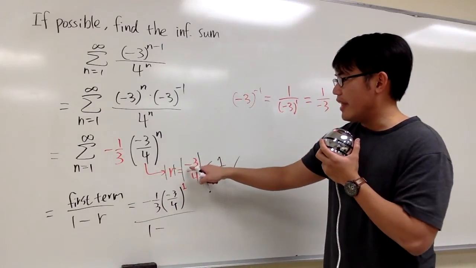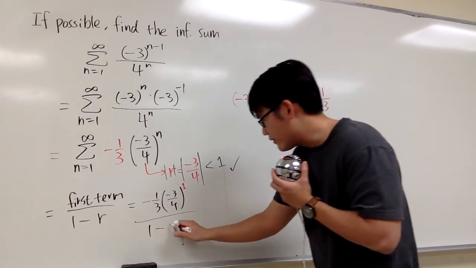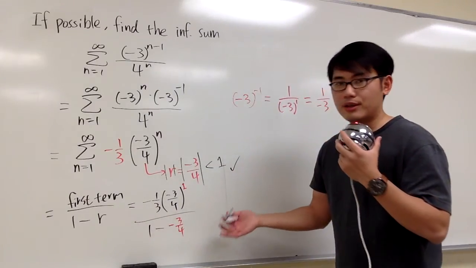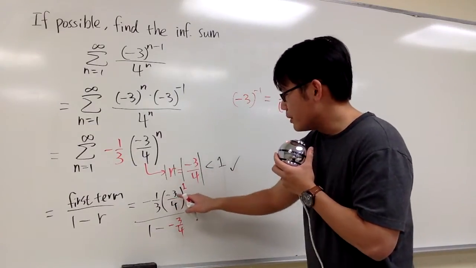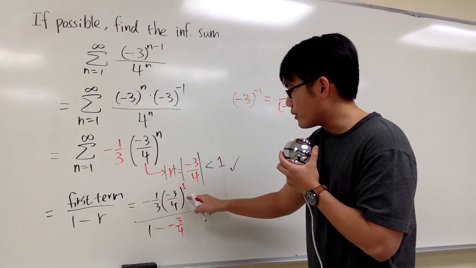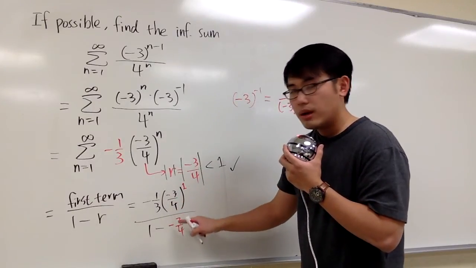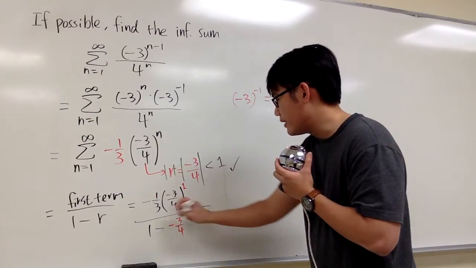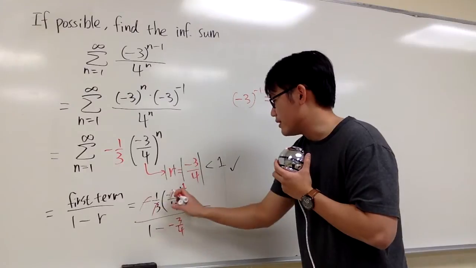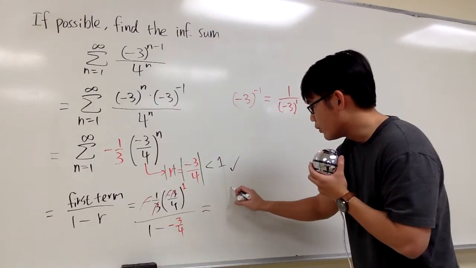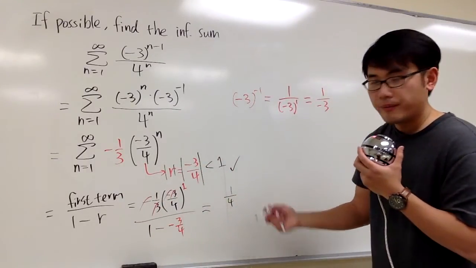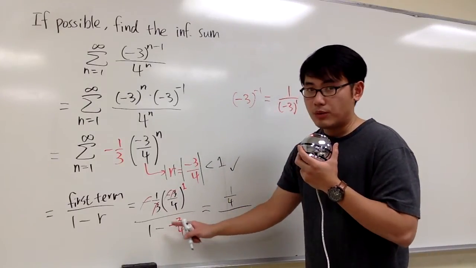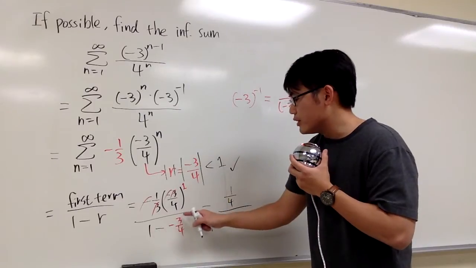The r is negative 3 over 4. So we have negative 3 over 4, like that. And the rest is just computation. Look at the top, we have negative 3 over 4 to the first power, which is just negative 3 over 4. And then we have negative times negative, which is positive. And then the 3 and 3 cancel, and this and that cancel, positive, right? So we have just 1 over 4 on the numerator. On the denominator, this is 1 plus, right? Minus minus become plus. 1 plus 3 over 4.